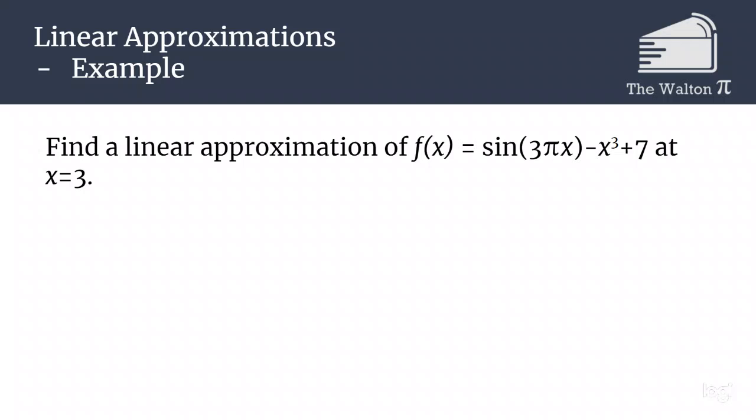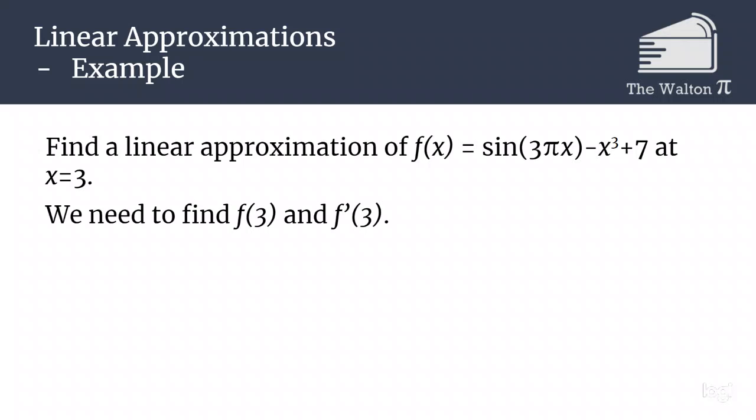And so let's go through an example together. Let's try and find a linear approximation for f of x equals sine of 3 pi x minus x cubed plus 7 at x equals 3. The reason we might want to do this is we might want to figure out what f of 3.1 is. We could do 3.1 cubed, we could add 7, but then sine of 3 times pi times 3.1, that's not going to be a nice number to try and calculate. And so that's why we might use a linear approximation to do that.